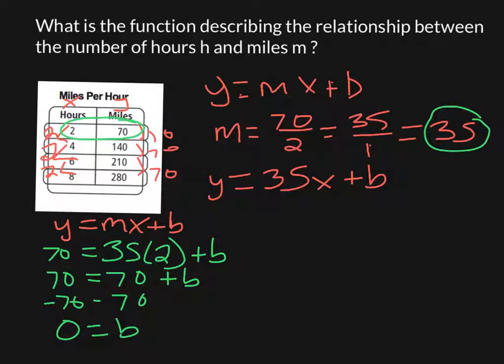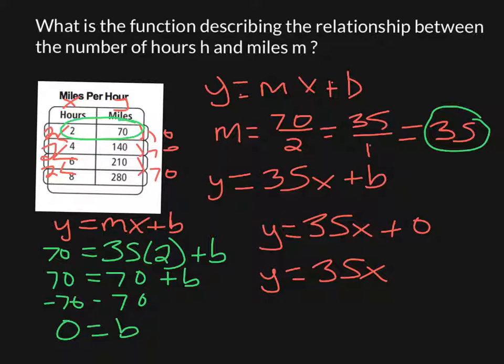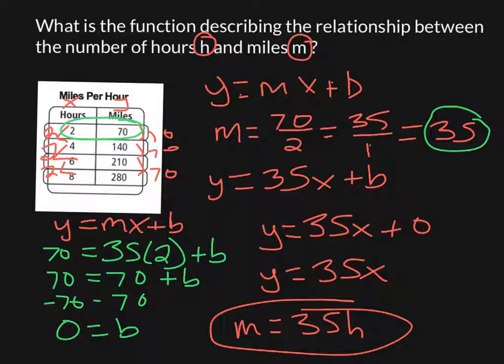Going back to my first equation with the b, my function y equals 35x plus 0. So we could keep it as y equals 35x. If we really want to be technical and use the variables h and m, we would say m equals 35h. You can have that one or this one. Doesn't matter to me.